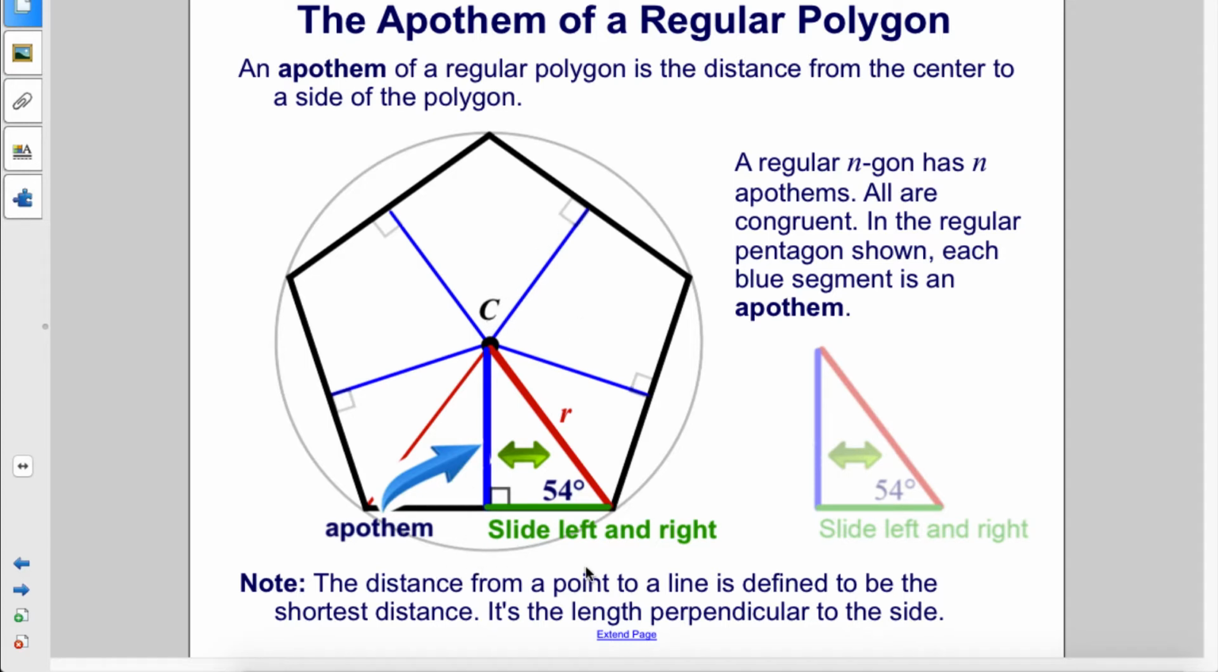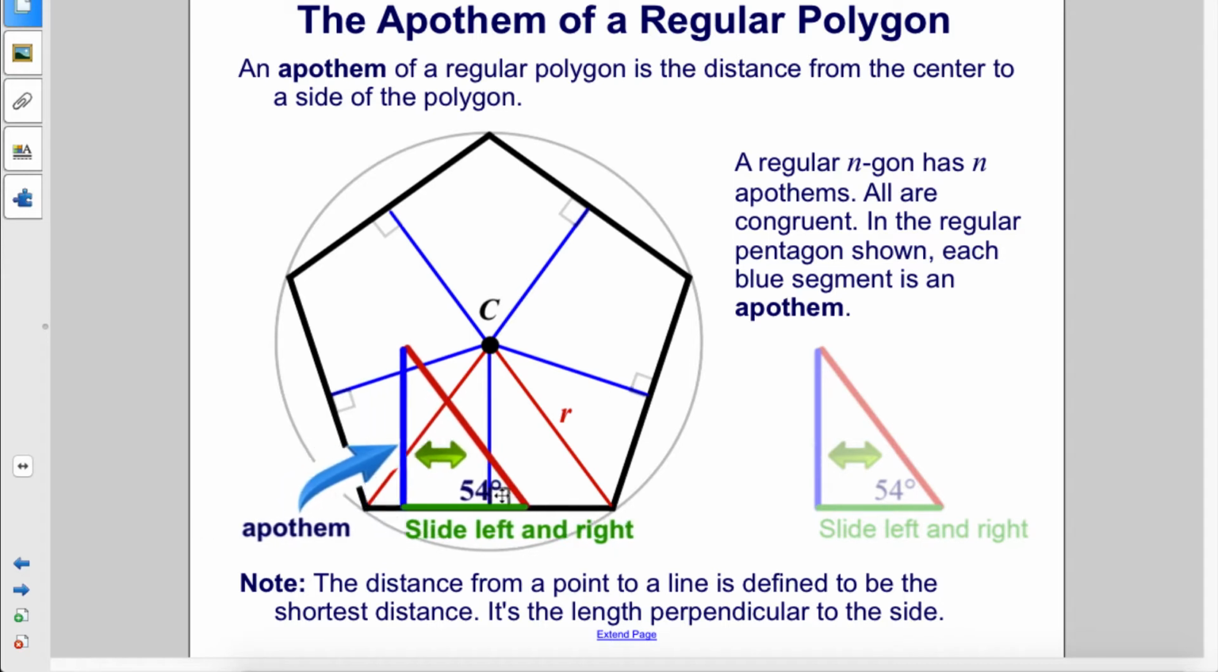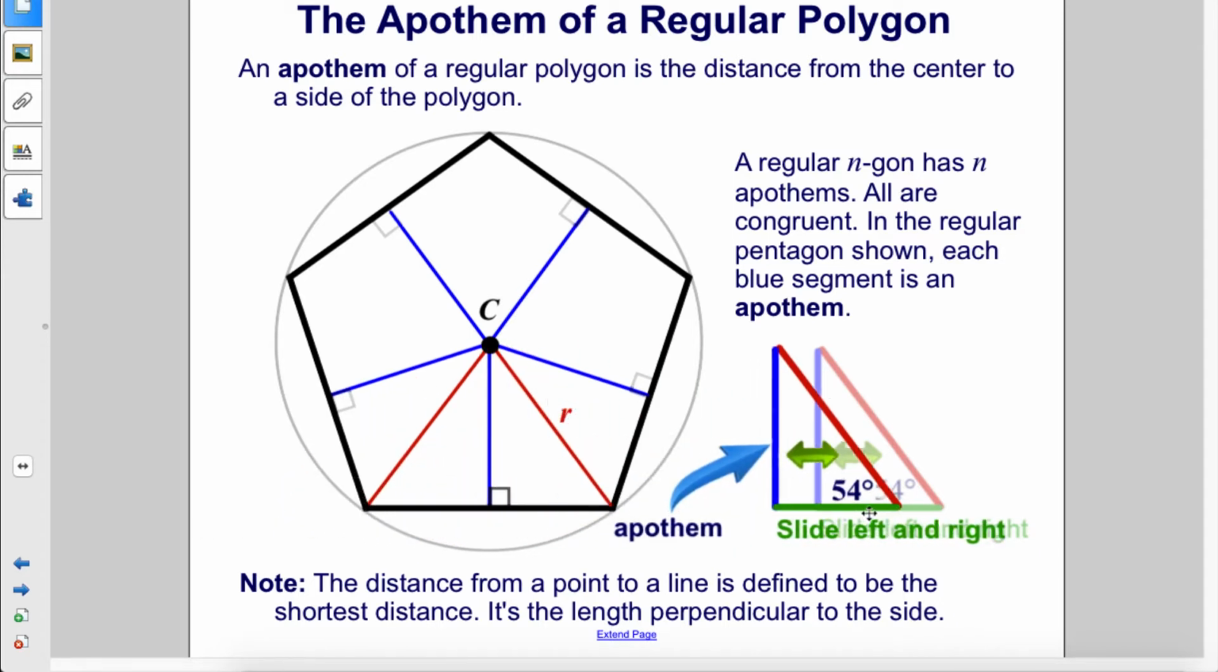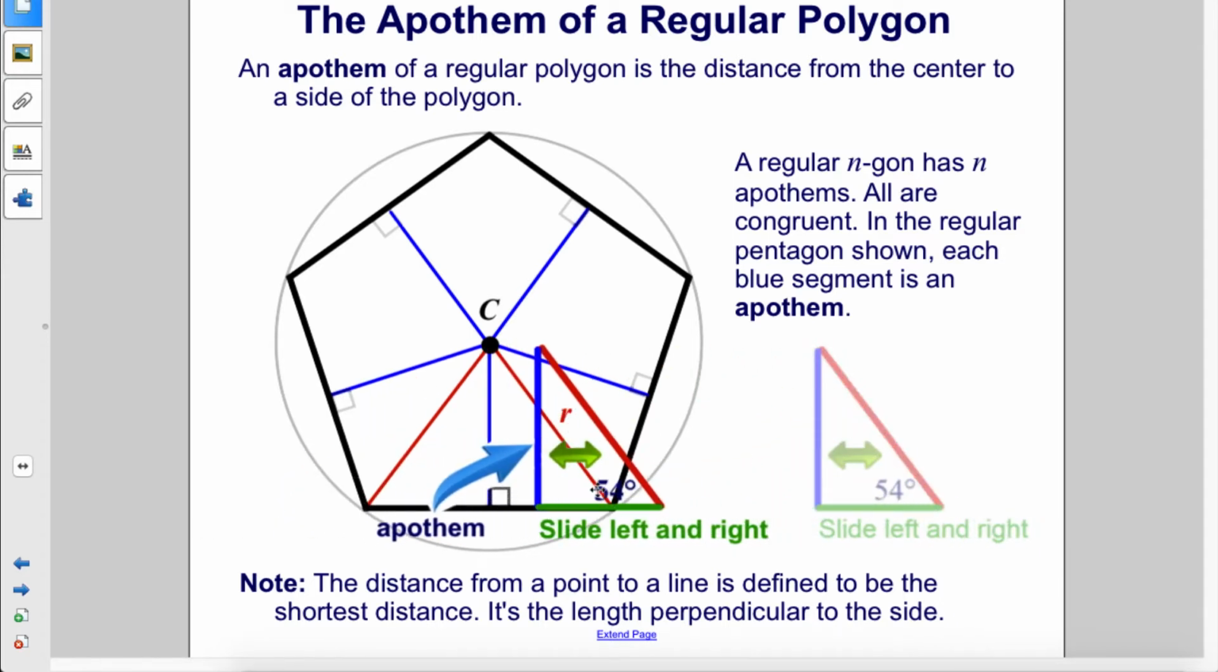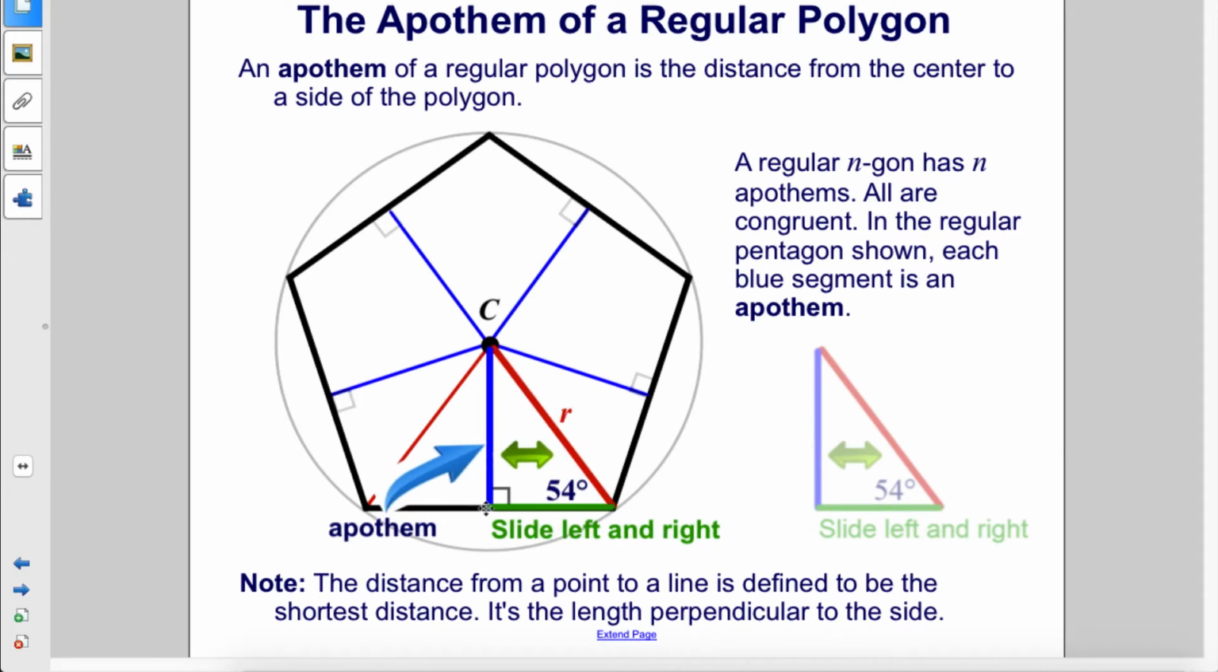Note, the distance from a point to a line is defined to be the shortest distance. It's the length perpendicular to the side. So here we have the apothem. You can see that this triangle is created by the apothem and the radius of the circle.